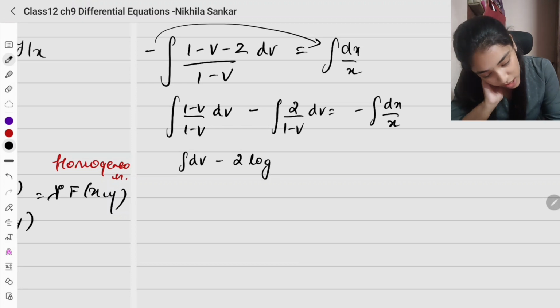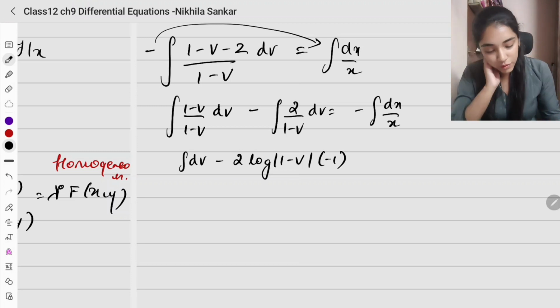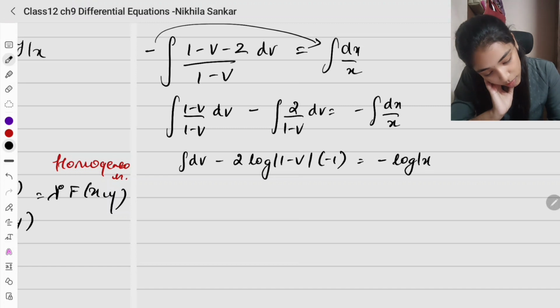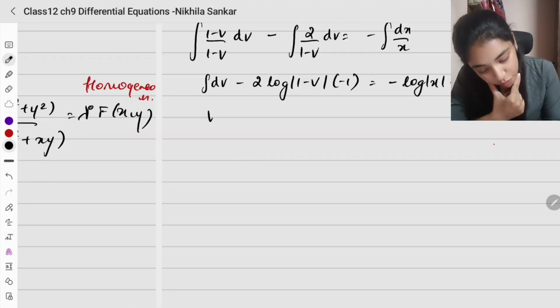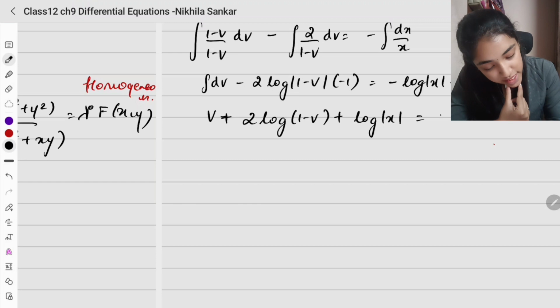So it is going to give me log of 1 minus v, but I have minus v. Minus v, if I differentiate, I'll get a minus 1. Okay, don't forget to differentiate the inner part also. Equals minus log mod x plus c. So v, minus, plus side. So plus 2 log of 1 minus v, plus I'm bringing it to the other side, so log mod x equals c.